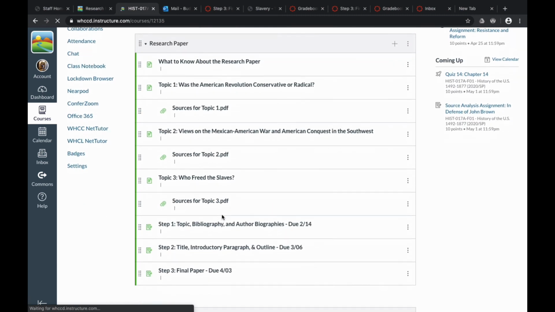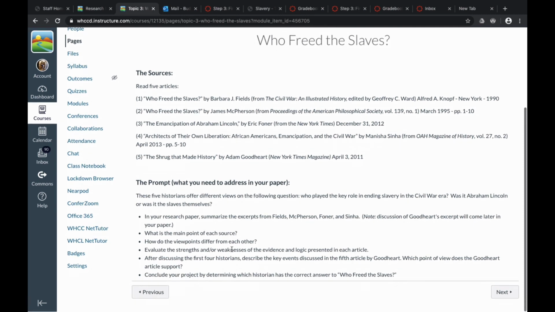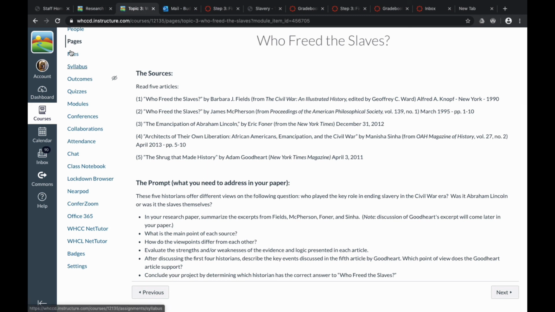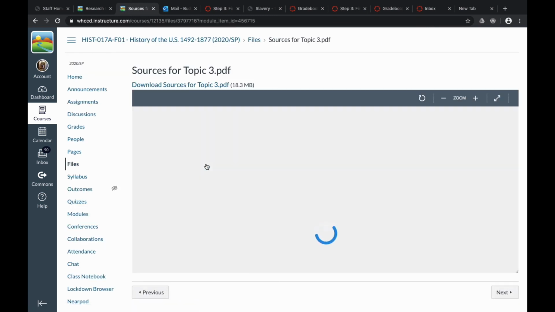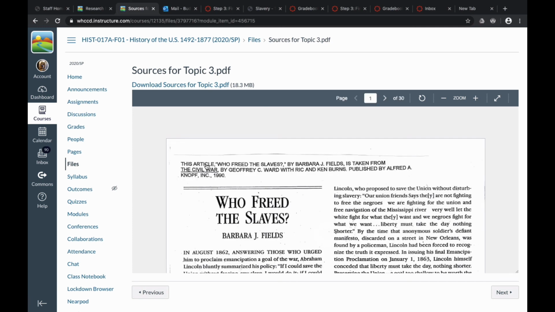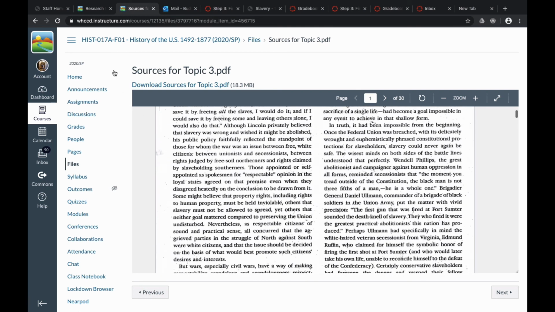All right, you just got to click into that topic page first, read your prompt, understand what you're supposed to achieve so that you know what to look for in each one of your sources as you read them, so you can be much more effective in taking your notes. And here are your required sources. And when you're ready and you know what your prompt says, so you know what you need to look for, now you click into your sources for topic number 3, download them, print them, whatever you need to do so you can start highlighting, underlining, making notes, and preparing for step 2 and ultimately for step 3, your final paper.